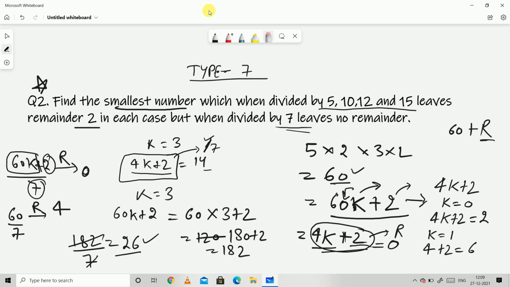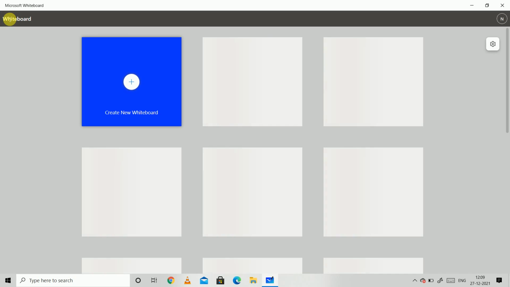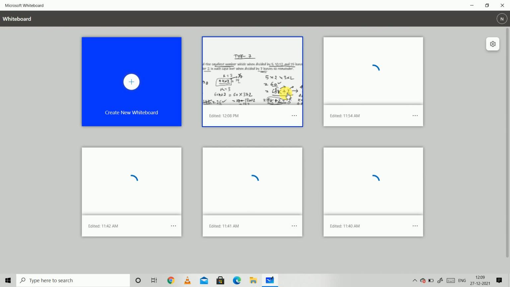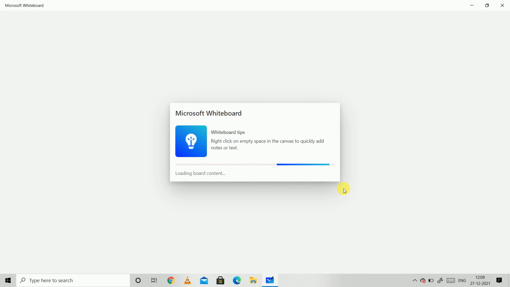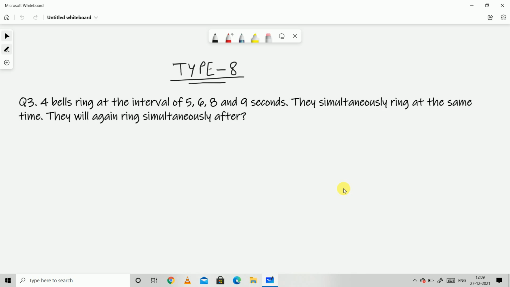Now we'll be moving to the next question, that is type 8. So let's see type 8 now. In type 8 I have 3 types of questions with certain variations. Like this is the first question.